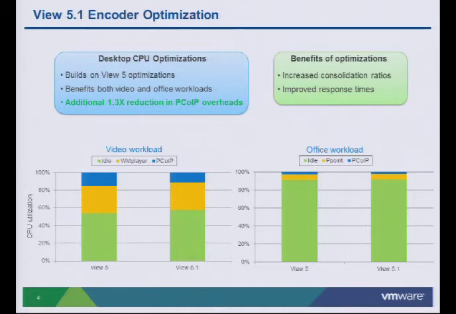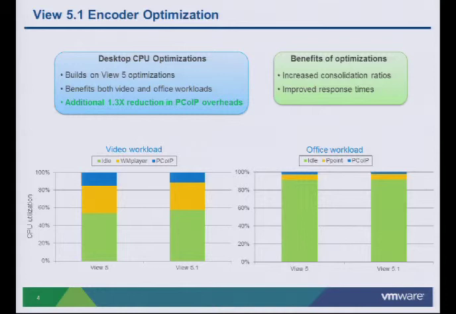This is a CPU utilization breakdown for an office-style workload, in this case a PowerPoint slideshow, and for video playback. And there are two things to note. First of all, for both of these workloads, going from left to right, View 5 to 5.1, you see the PCoIP encoder overheads decrease. Blue bar gets smaller, which is good. The second thing to notice is that in a lot of these cases now, the PCoIP encoder overheads are becoming vanishingly small. You're spending most of your time actually running the desktop application, not remoting those images to your client, which is good as well.